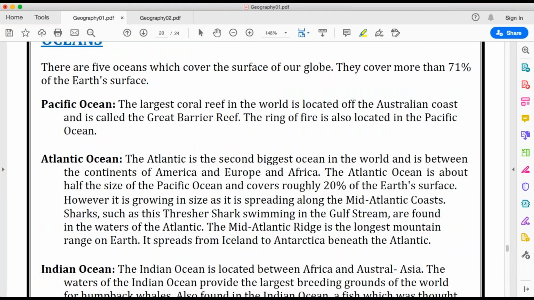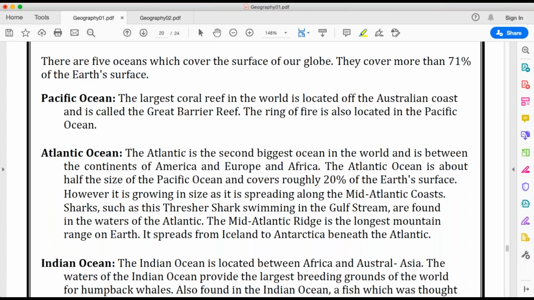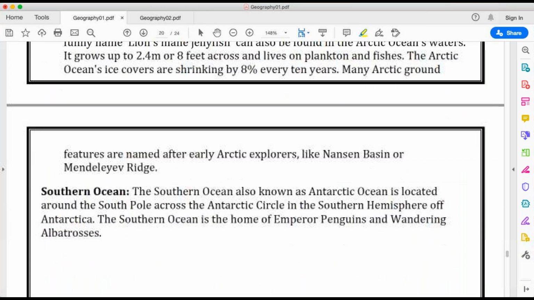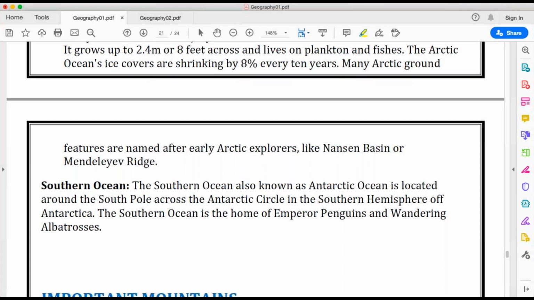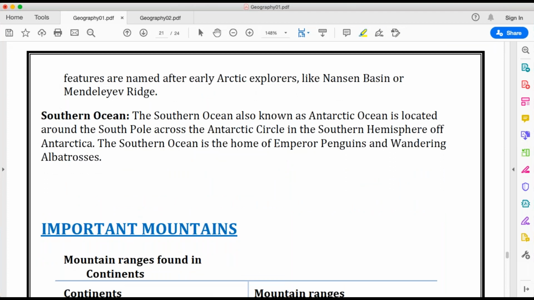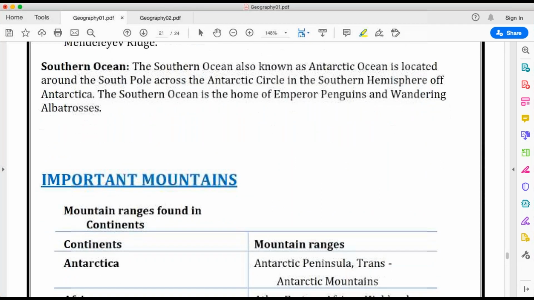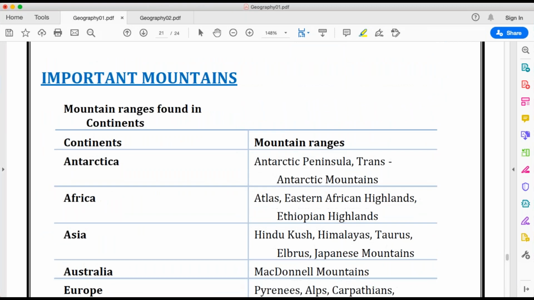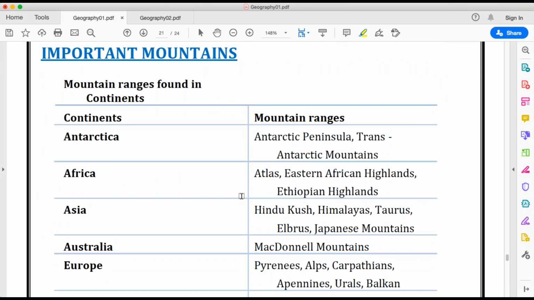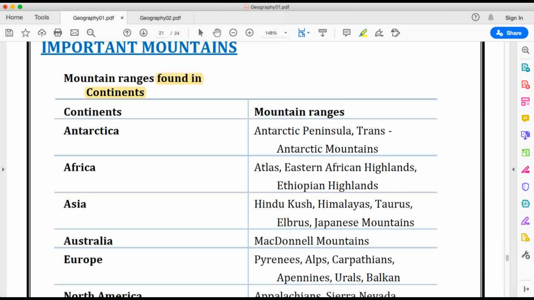Oceans, you don't need to remember a lot in detail about oceans. You could skip worrying about oceans a lot. Just know the names and the countries which are closer to those oceans. That's the only thing you need to know about oceans. Mountains, very important. You should know which continent has which mountain ranges. This is an important part. But again, this is not something which will be very frequently asked, but you should definitely know what the mountain ranges in different continents are.